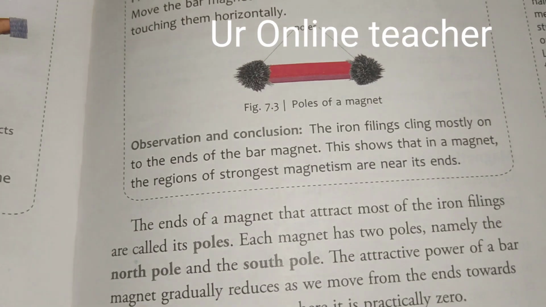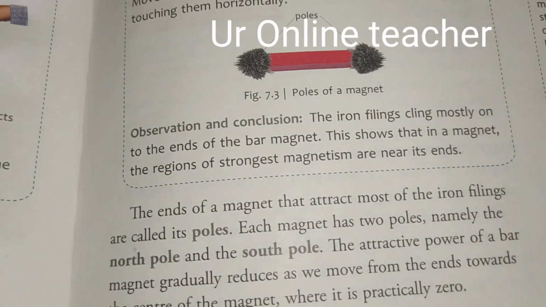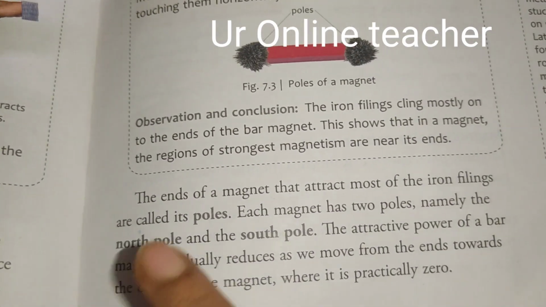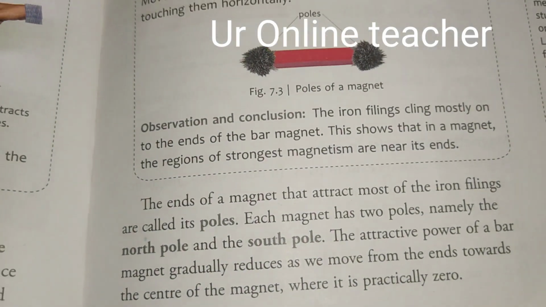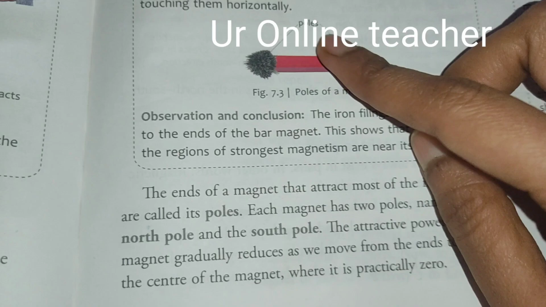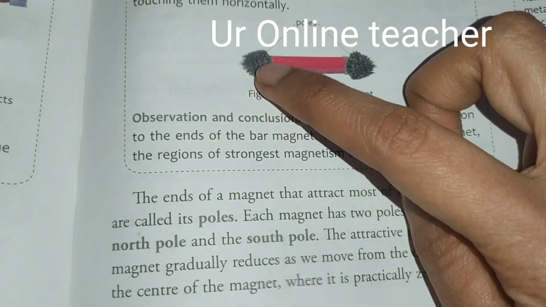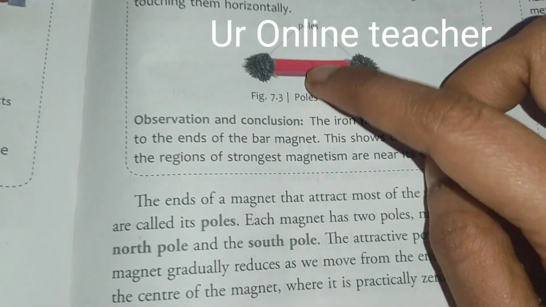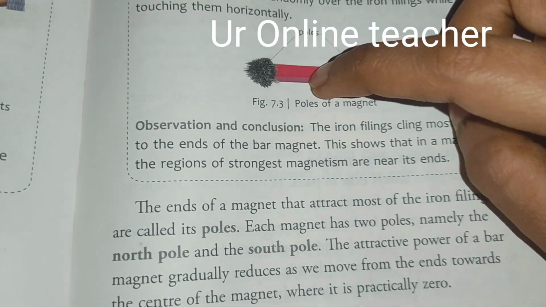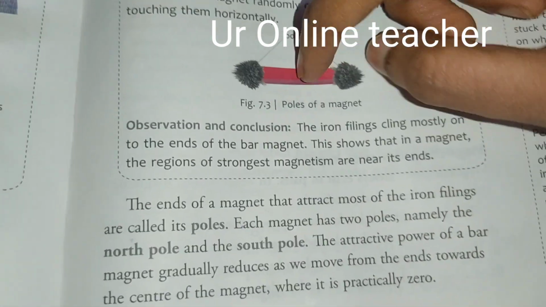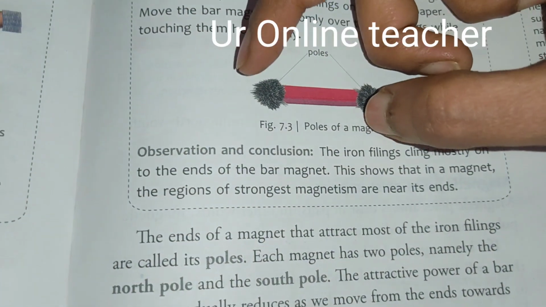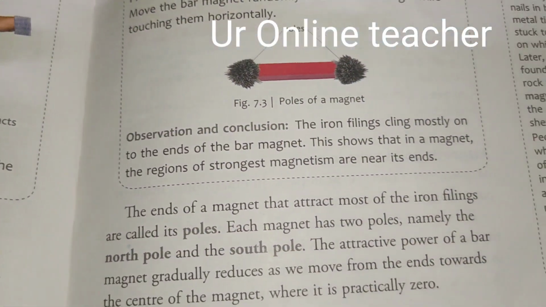What are they called? Poles. Each magnet has two poles, the north pole and the south pole. The attractive power of a bar magnet reduces from the ends toward the center. In the center there is practically zero attraction. At the poles, maximum attraction is there.